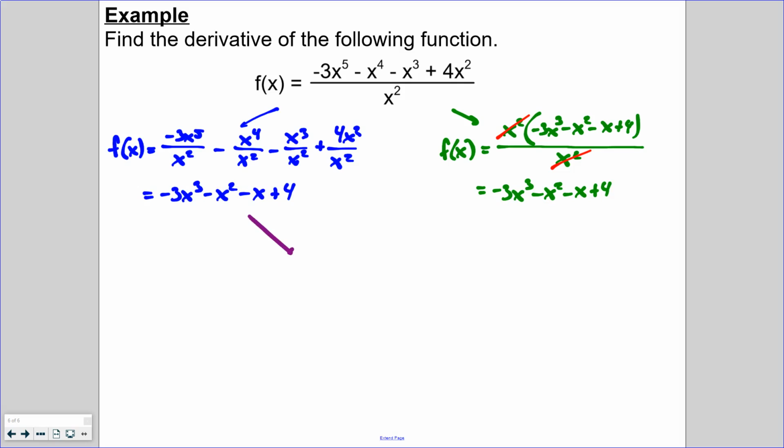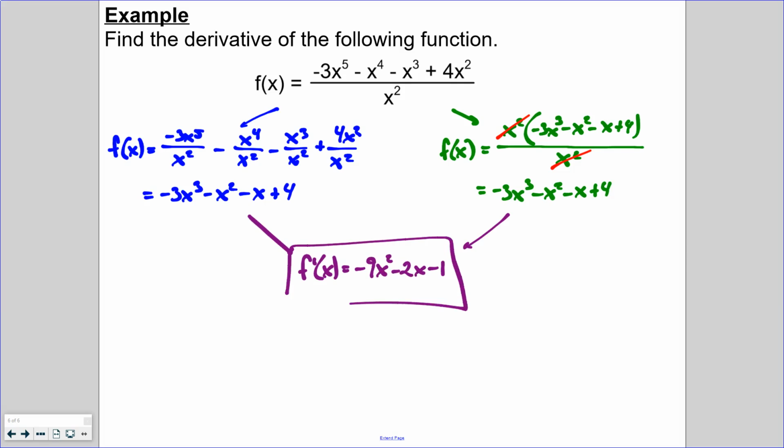And now we can go ahead and take the derivative, so f prime of x is going to be negative 9x squared minus 2x minus 1. Boom, boom, boom. And alright folks, that is the end of simplifying algebraic expressions in order to use the power rule.